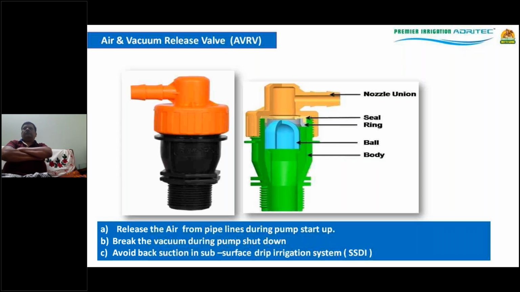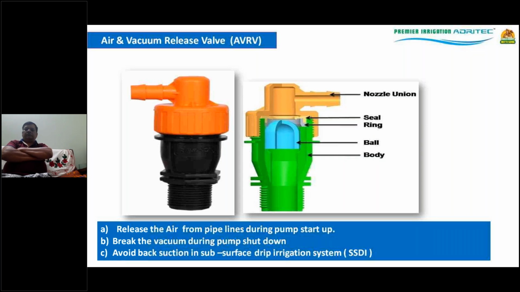In order to break the vacuum, there is a ball which moves up and down. First this ball would be in the bottom position. When the water starts filling up, it will go and lock up. Once it is full and all the air has been released, it will be closed. Then when you shut off, automatically this ball is going to come down, and it will allow the outside air to come inside, and the balance of pressure between the outside and the inside will automatically take place.